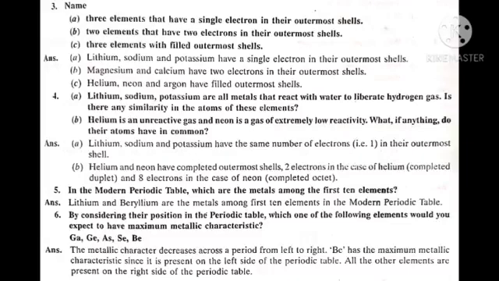Question number 6. By considering their position in the periodic table, which one of the following elements would you expect to have maximum metallic characteristics? Ga, Ge, As, Se, Be: gallium, germanium, arsenic, selenium and beryllium. Answer: the metallic character decreases across a period from left to right. Be, beryllium, has the maximum metallic characteristics since it is present on the left hand side of the periodic table. All the other elements are present on the right side of the periodic table.